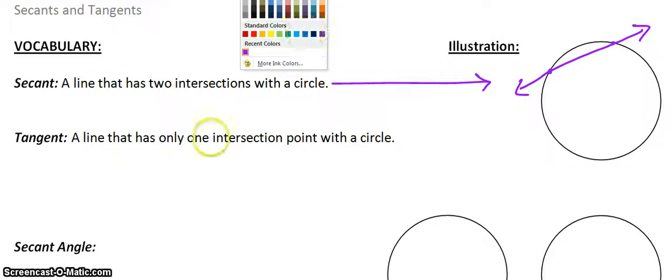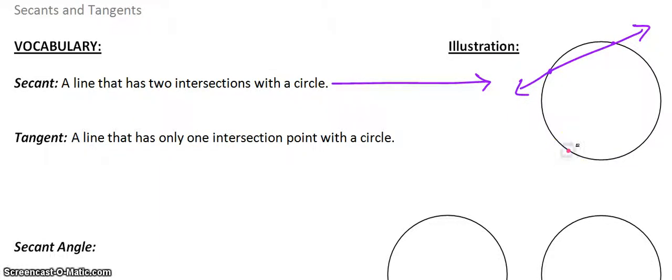Whereas a tangent line would only have one intersection point with a circle. So it would just brush the circle, it would just touch it at one point. It would never cross through, no matter what you do. So like this would not be a tangent line, even though it only touches once. Eventually, if you extended this line, it would go through again. Okay, so purple is a secant line, and the pink is a tangent line.